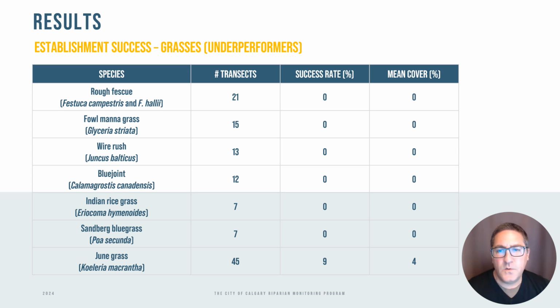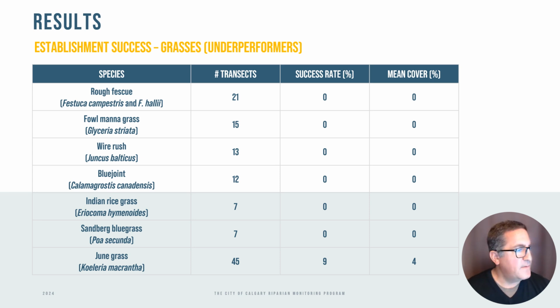This next slide shows some of the grass species that have not shown good establishment success on Calgary bioengineering projects. So columns are the same as the previous table. Included here are some of the underperforming grasses that also had larger sample sizes. As you can see, a number of species like rough fescue, fowl mannagrass, bluejoint, wire rush, they had decent sample sizes but really poor germination and establishment success. These species were never found where they were supposed to have been seeded.